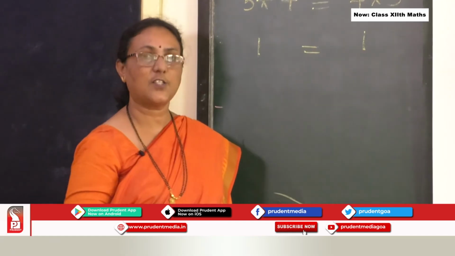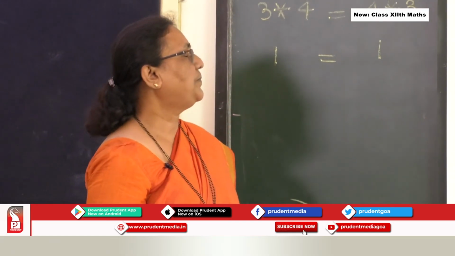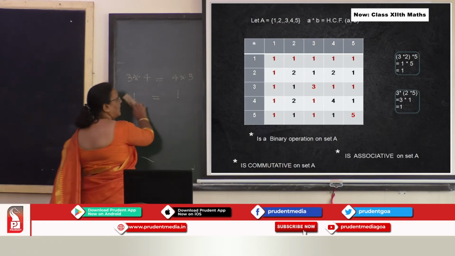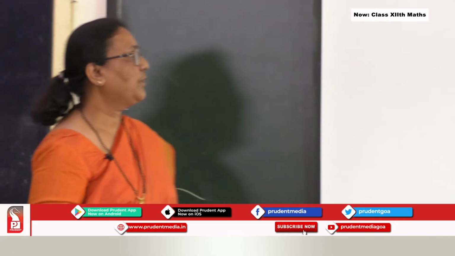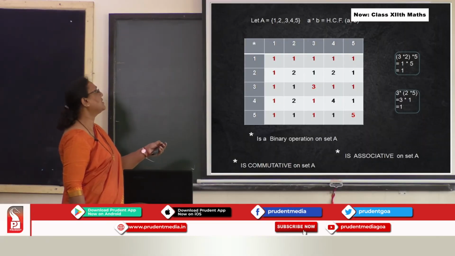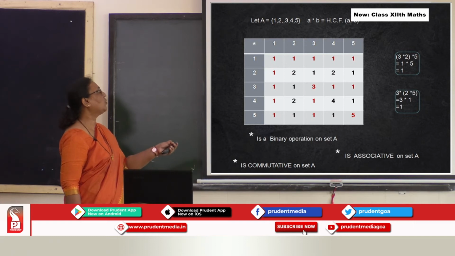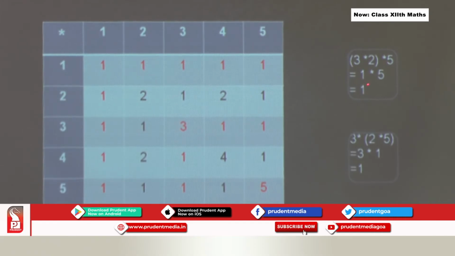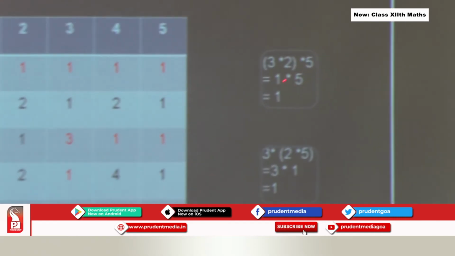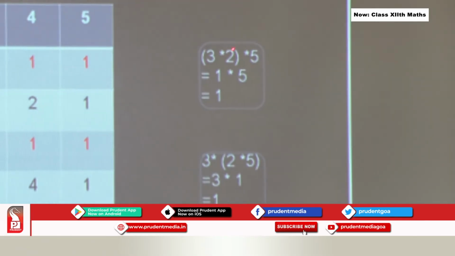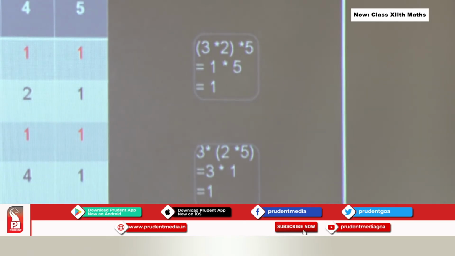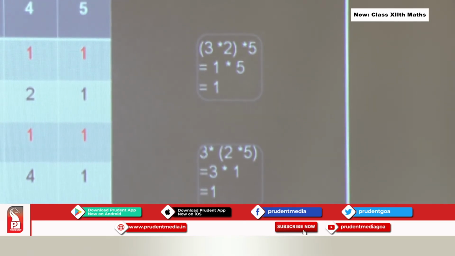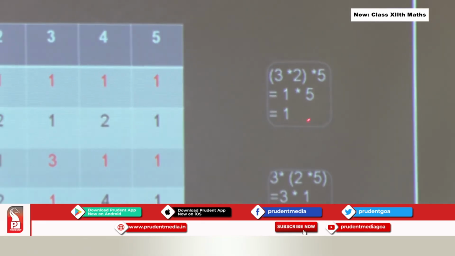Now let's check for associative. I am taking one example, you can check. 3 star 2 is 1. Have you all got this? So you are getting 3 star 2 is 1 here. Now star 5. First you are finding the answer of 3 and 2, then this star will remain star only and 5 here. 1 star 5, so 1 is here. 1 star 5 is 1. You are getting the answer 1.